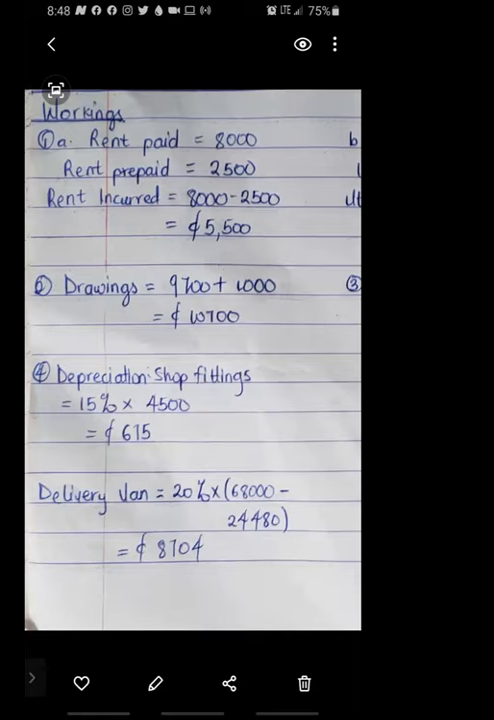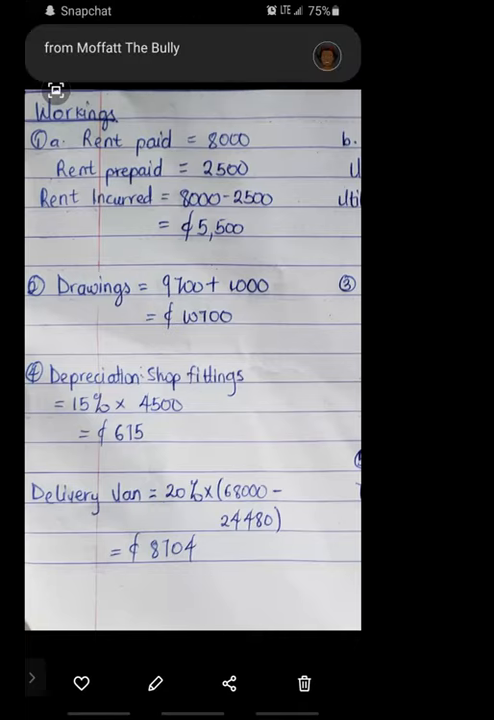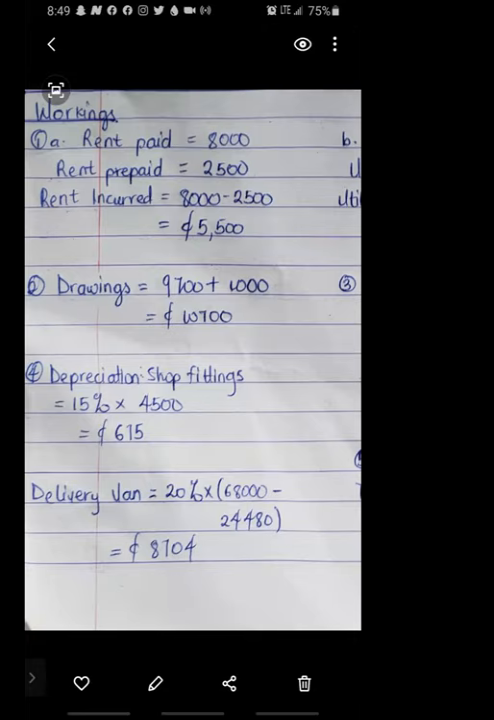We go to the D, depreciation. So the depreciation is treated as 15% straight line method, that's on shop fittings, and 20% on reducing balance, that's for the delivery van. So that's what I did over here, 15% of 4,500. That's the actual cost for shop fittings, and I had 675 cedis. And the delivery van, 20% on reducing balance. The actual cost of the delivery van is 68,000, and the accumulated depreciation as at 1st January 2014 was 24,480. So I would subtract that from the 68,000 in order to know the current net book value. Then I'll find 20% on it. So I did exactly that, and I had 8,704.